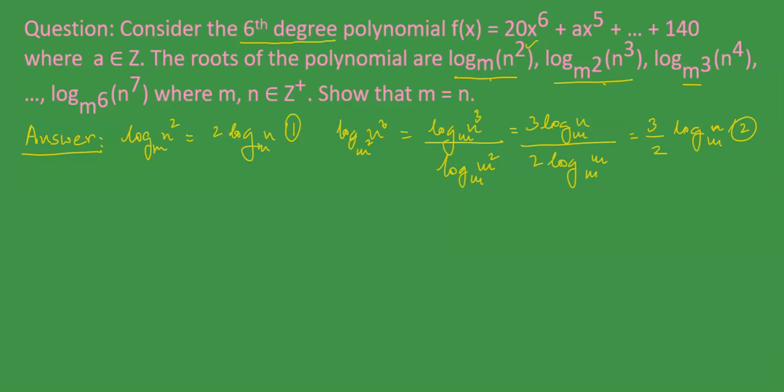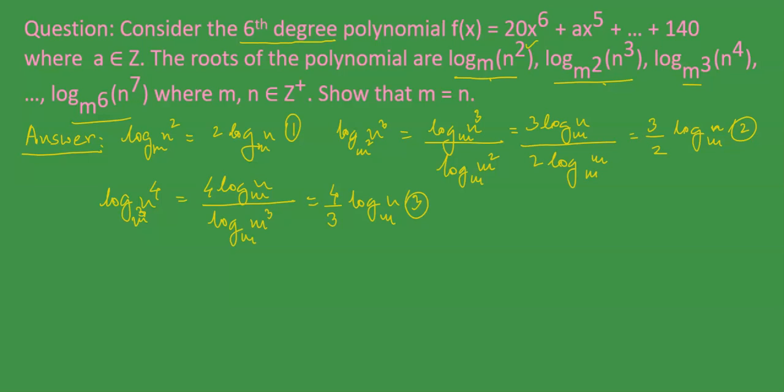What about the third root? The third root is log of n to the power of 4 to the base m cube. So this is equal to 4 log n to the base m over log m cube to the base m. So this is equal to 4 because the denominator is equal to 3. Therefore, we can write this to be equal to 4 over 3 log n to the base m. This is the third root.